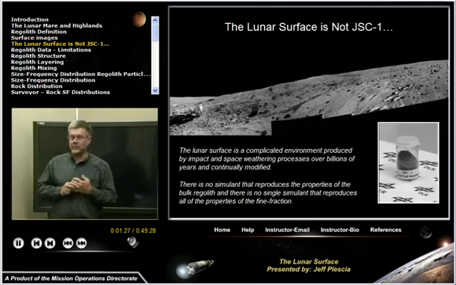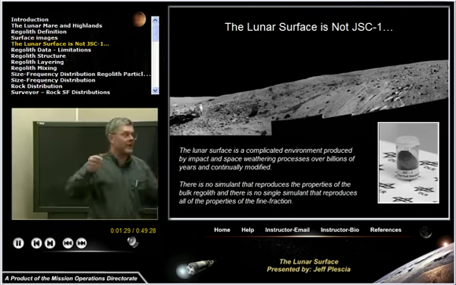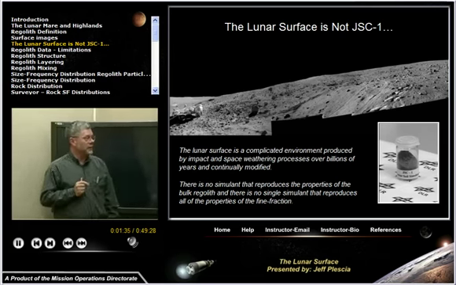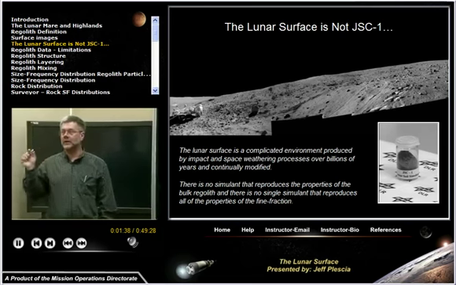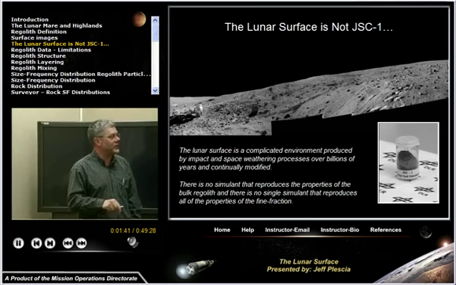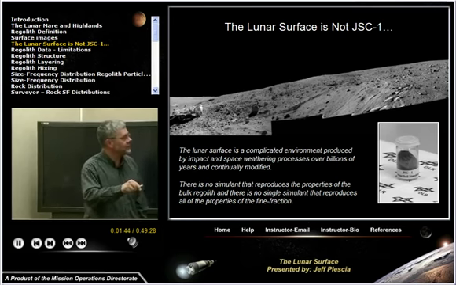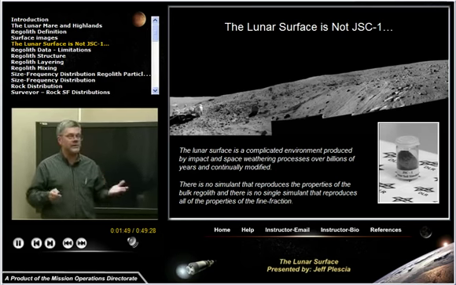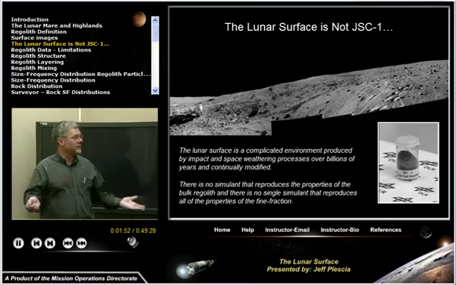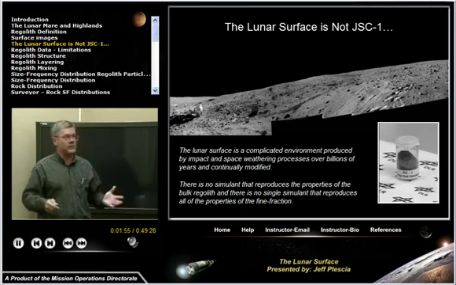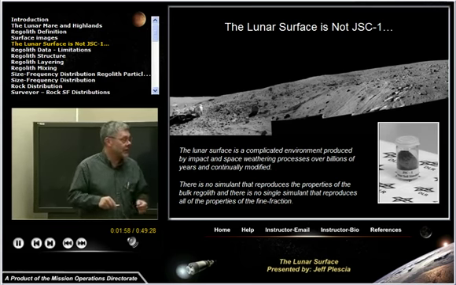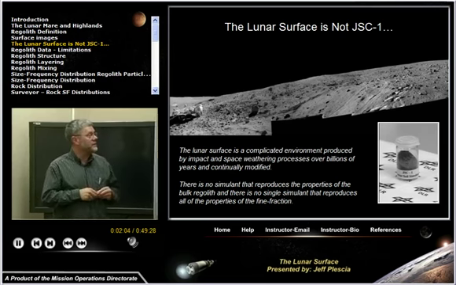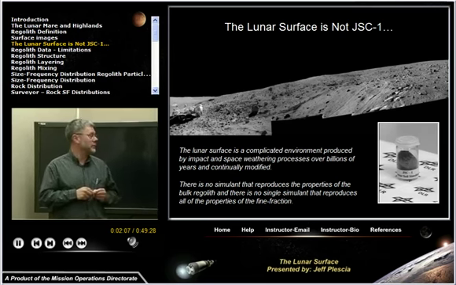Key point here is the lunar surface is not JSC-1, 1A, or whatever number you want. This little vial of material represents one version of a particular size fraction of the lunar regolith. That's fine depending on what you want to do, but two important points. The surface has all kinds of materials in it that are not represented in these little vials, and there is no simulant that represents all of the physical variations of the lunar regolith and all the compositional, both chemistry and lithologic, variations. So these different simulants that exist are good for particular processes that you want to test, but they're not representative of the surface of the moon.